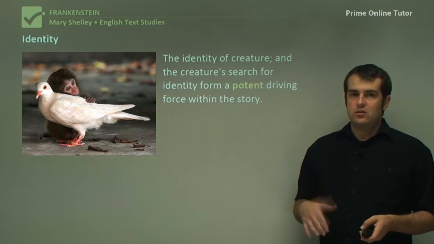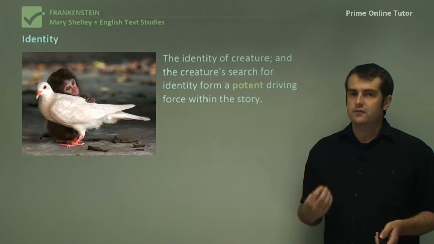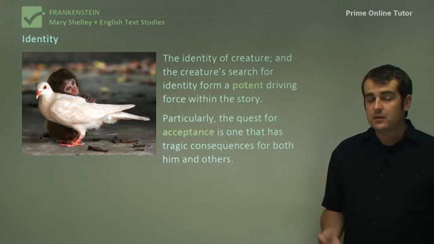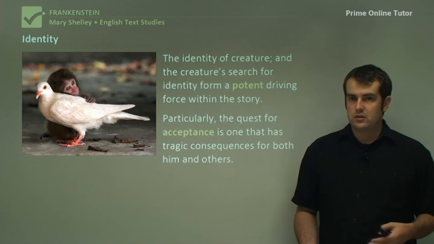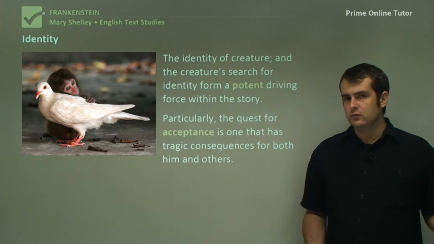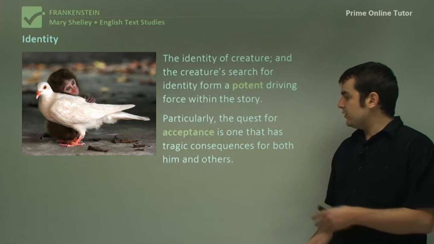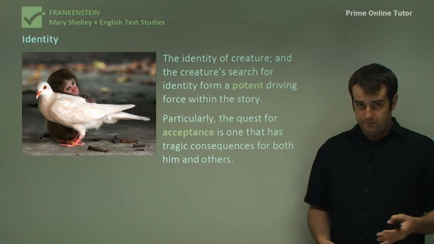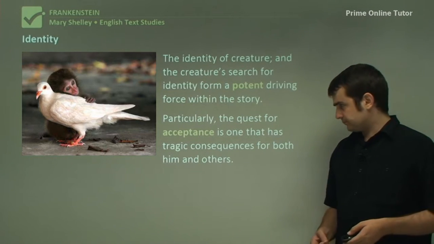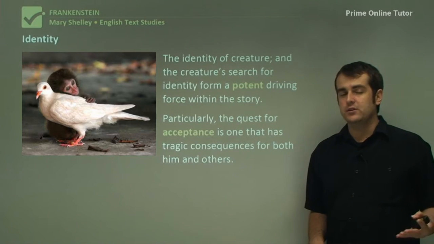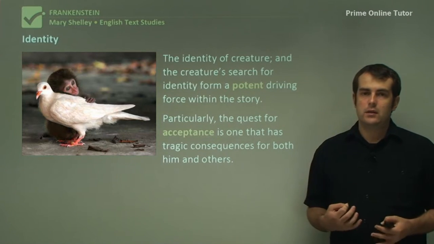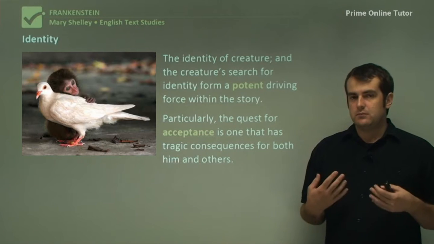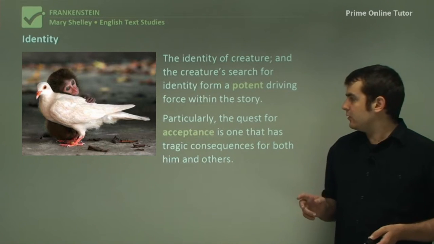There's a sense that he's constantly outcast, and that he wants to find somewhere where he can belong. Particularly this quest for acceptance is one that has tragic consequences for both him and for others as well. It has consequences for him in that he has to constantly move around and hide, but also Victor and the other people in his life face the consequences, because this beast is quite angry, and justifiably so, I guess, that he cannot find somewhere to belong, and can't find anywhere where he's able to fit in. All right, so it's an idea to look at.